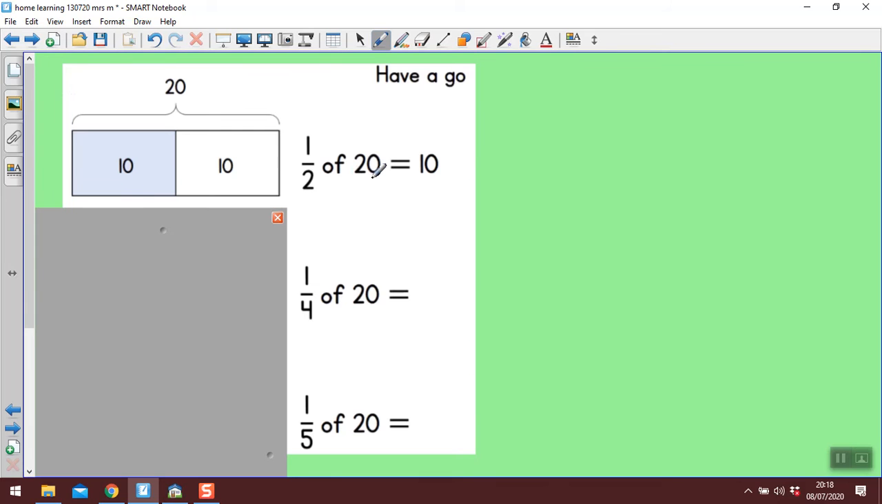So 1 half of 20 was 10. What's 1/4 of 20? And what's 1/5 of 20? If you want to, you could draw yourself a bar model. So this means we want 1 out of 4 equal parts. So 20 has got to be split up into 4 equal parts. And here, 20 has got to be split up into 5 equal parts. And we want 1 out of 5 parts. Pause the video while you have a go at this question.